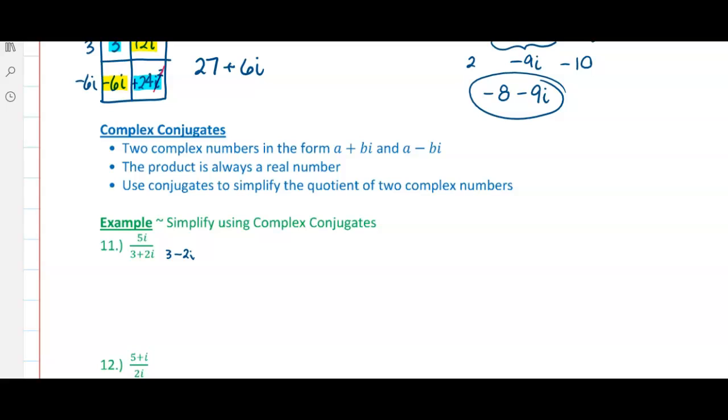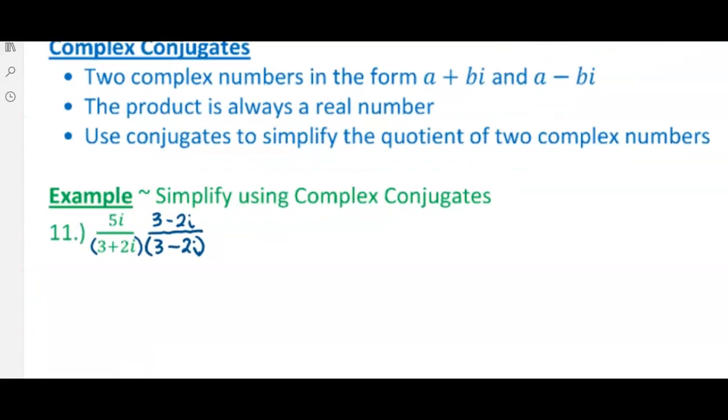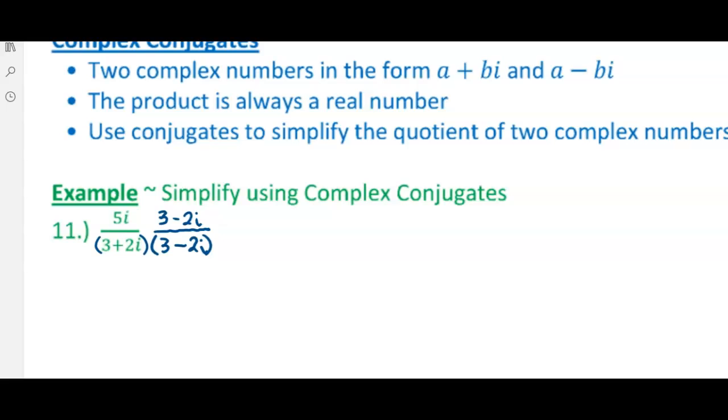And I want to multiply by this on the bottom. So in order to do that, I have to do the same to the top. That's the rule. The rule is if you want to multiply by the complex conjugate on the bottom, you do the same on the top. On the top, I have 5i times 3 minus 2i. And on the bottom, I have 3 plus 2i times 3 minus 2i. On the top, we're just going to be distributing. It's not too bad, right?